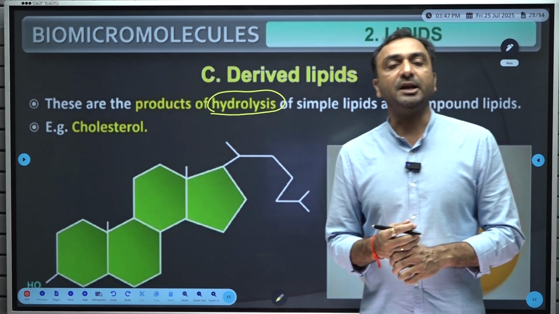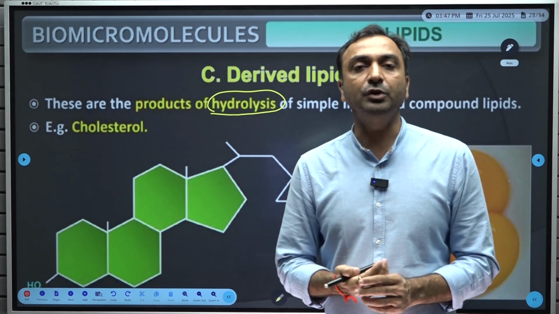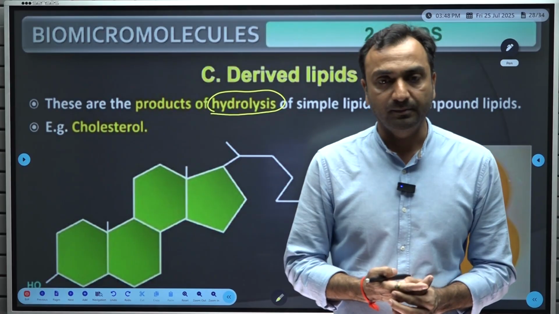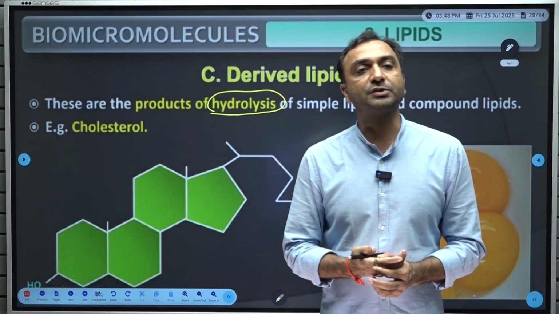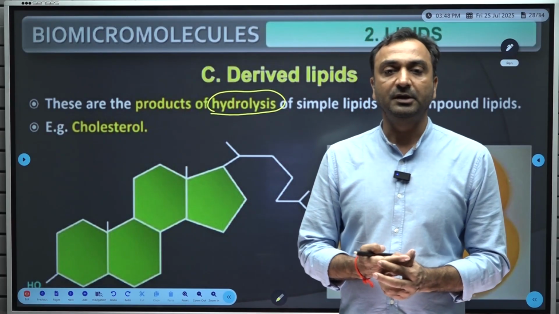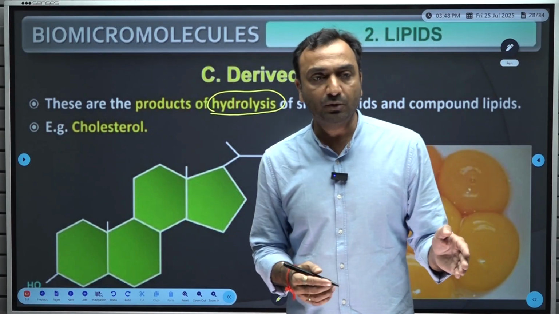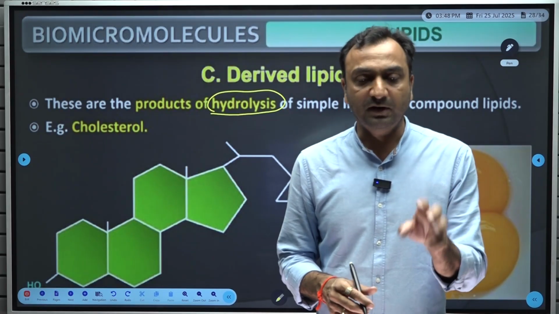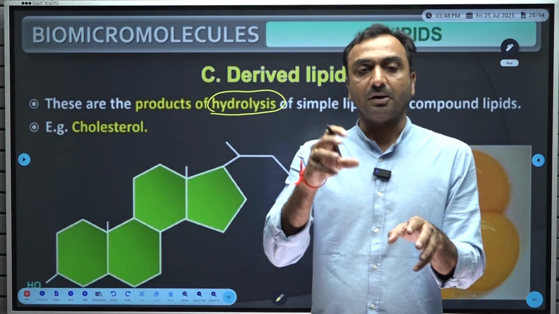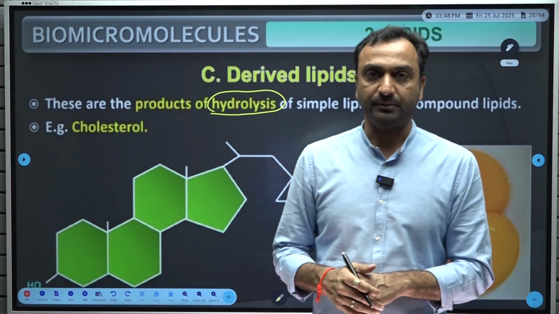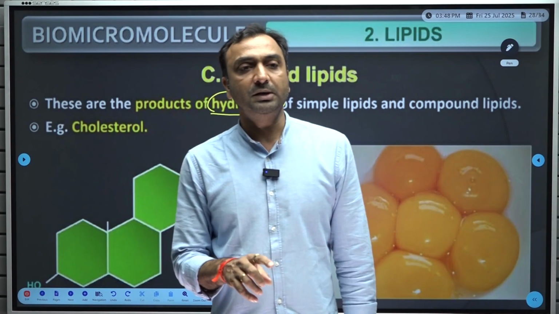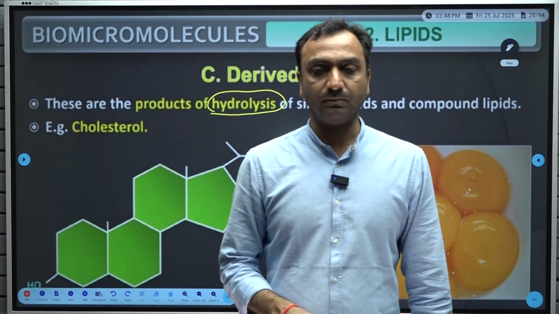Usually, derivatives of lipids are the most complex kind of lipids. Derivatives of lipids are the most complex kind of lipids. Okay, when is simple lipid needed? When is triglyceride needed? When is compound lipid needed? And when are these derivatives needed? So it is based on its own function.